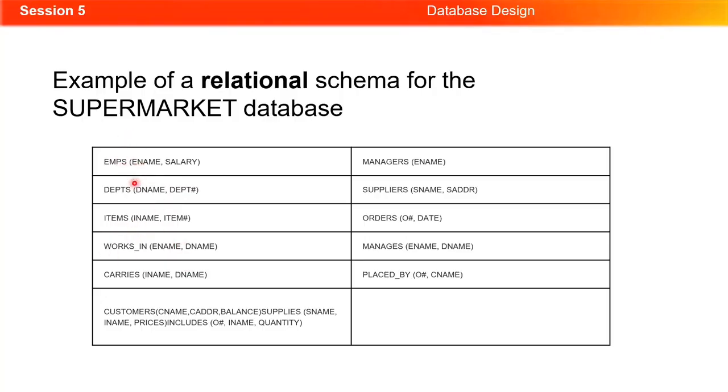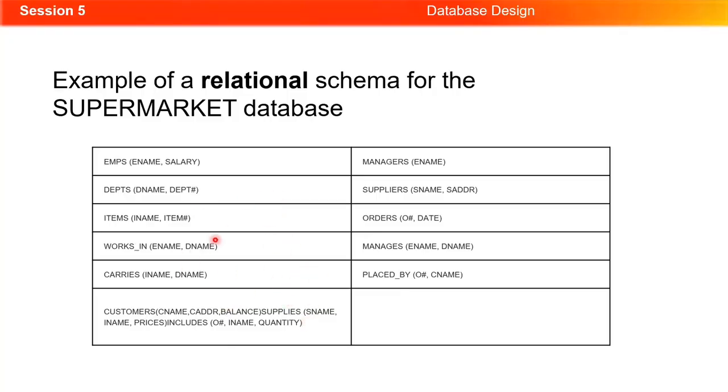tables relate. You can see ename here in this table and ename here, and that gives us a link between these tables. We can see dname here as in department name, and you can also see dname here in the works in table, and so you can see how these two tables are linked. So the relational schema gives us a way of not only defining the tables and the data that we need, but how they relate or link to one another.